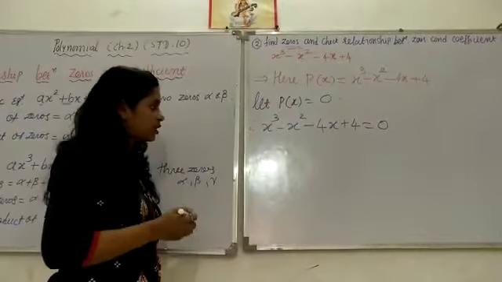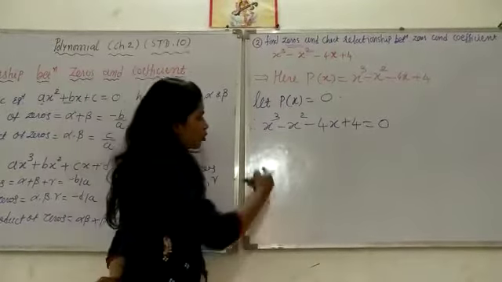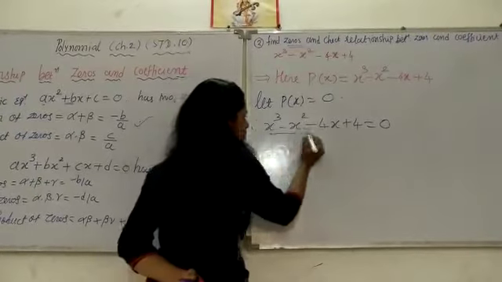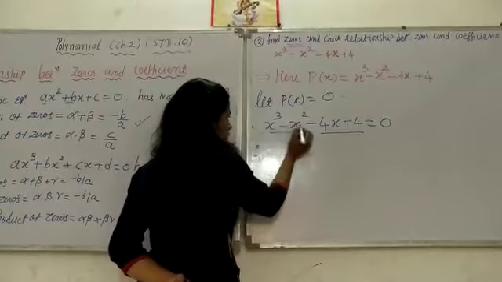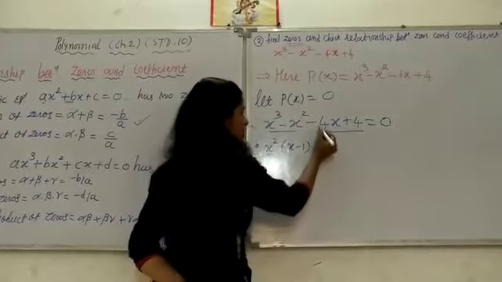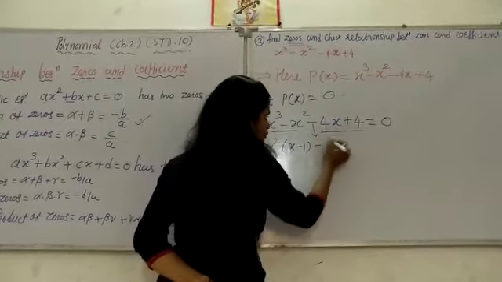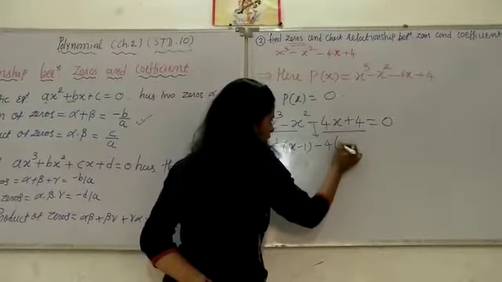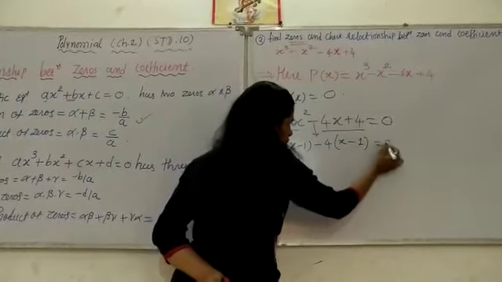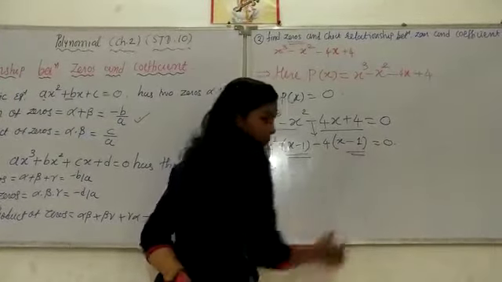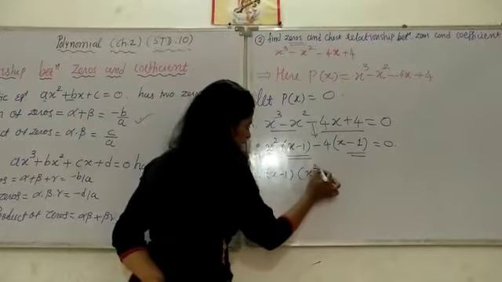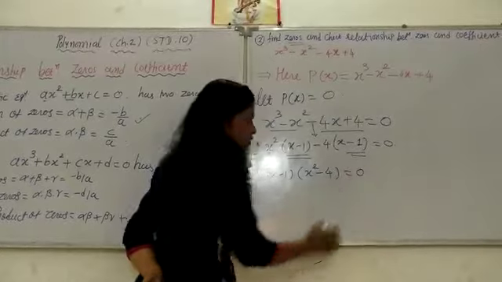Now we apply our factorization method. Taking a common factor from all terms is not possible, but factoring by grouping is possible. So take x cube and x square: x square is common, so here x minus 1. Then 4 and 4: 4 is common, so remaining here x minus 1, and whenever there is a minus sign outside, the inner sign will change. Now these two brackets are common because both are the same. So x minus 1 remaining, times x square minus 4, is equal to 0.